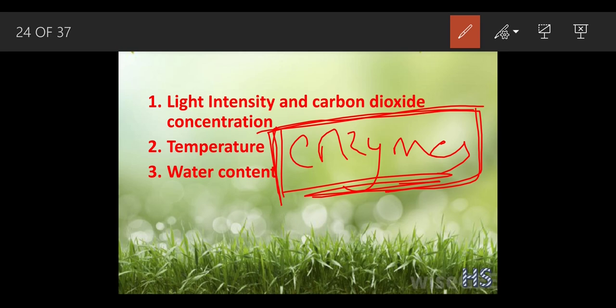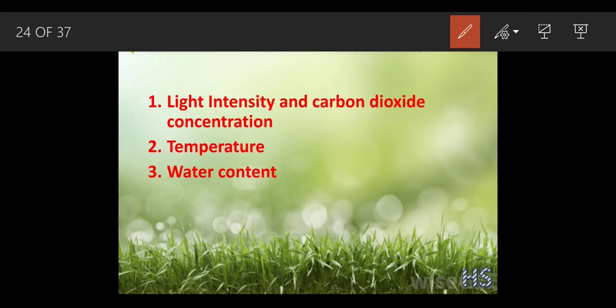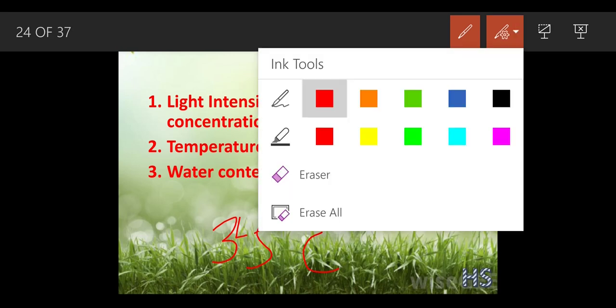Okay, see, a rise of 10 degrees Celsius, up to the optimum temperature, that is around 35 degrees Celsius, doubles the rate of photosynthesis. What does that mean?